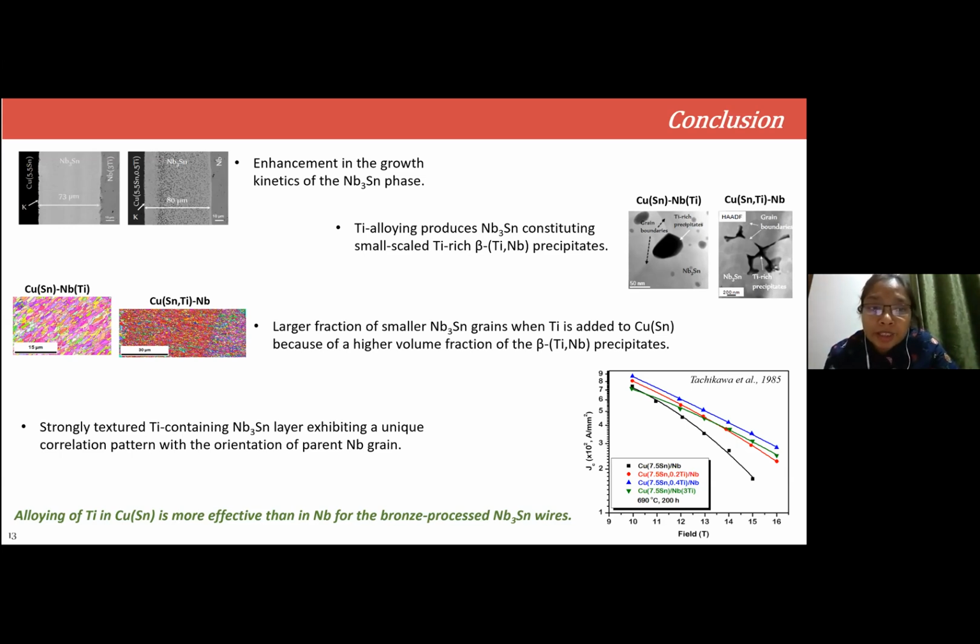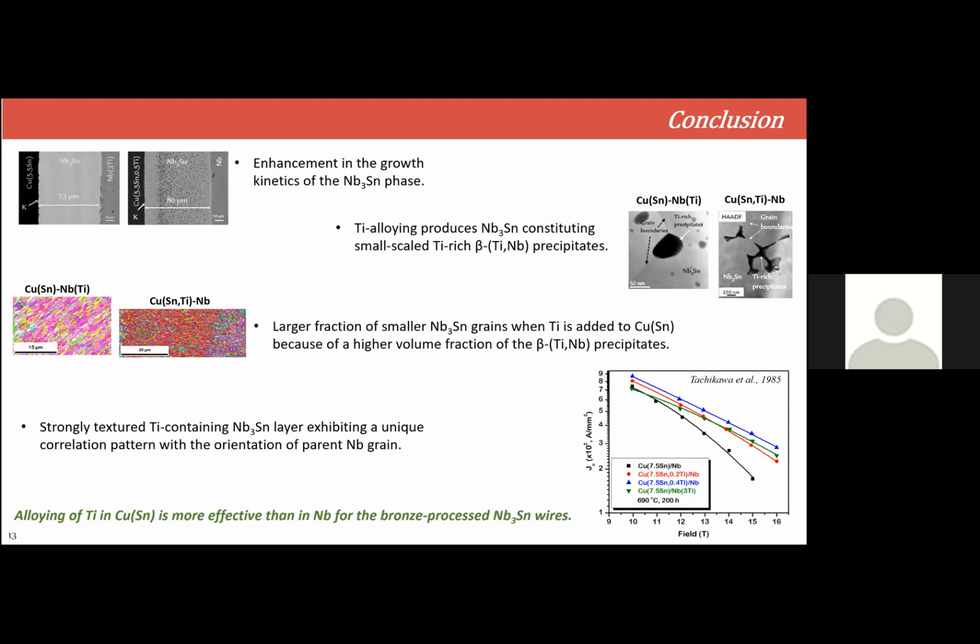When titanium is added to bronze, even if it is in minute quantity in comparison to titanium alloying in niobium, there is a larger fraction of smaller Nb3Sn grains because of the higher volume fraction of beta titanium precipitates. Also, if you carefully see the morphology of beta titanium-niobium precipitates in the case of copper-tin-titanium, these completely cover the grain boundaries and are very much disoriented in their directions.